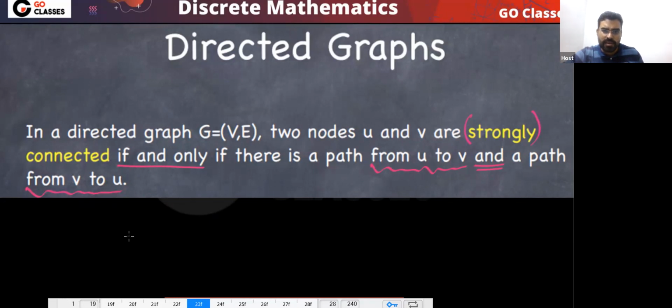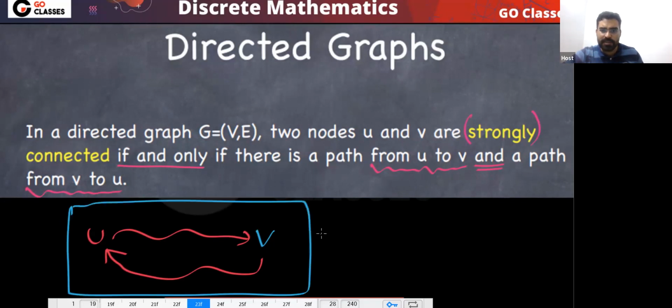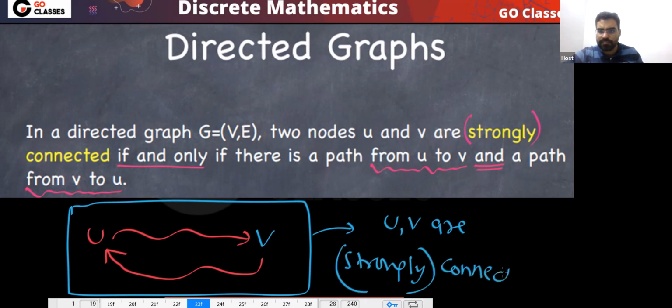There must be a path from U to V and there must be a path from V to U. This must happen. If this situation happens, then we will say that U, V are strongly connected. Means you can go from U to V, and you can go from V to U.